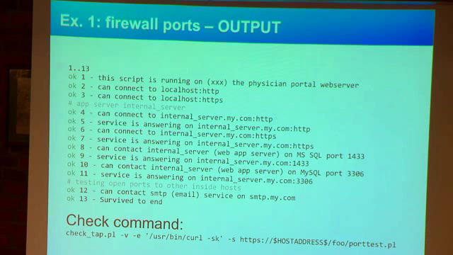and get the output. This would otherwise take a whole bunch of plugins. I'd have to install a Nagios service on that host and make multiple checks, multiple configuration files. In this case, I can write the one Perl script, push it to all the DMZ hosts, and then tell Nagios to check it with the check tap plugin.